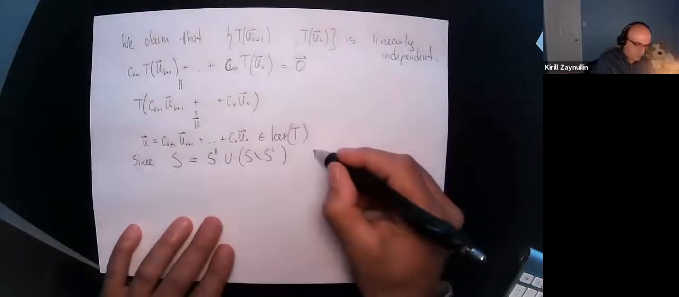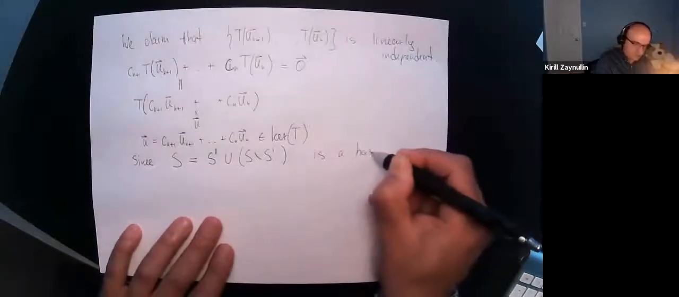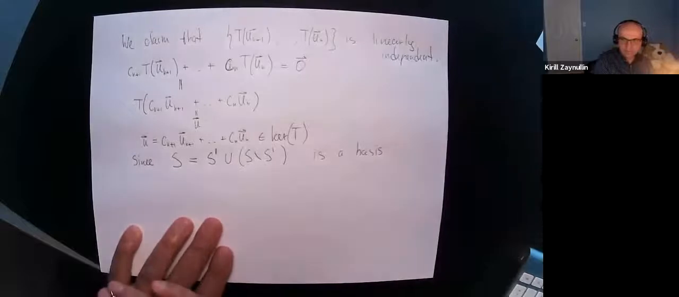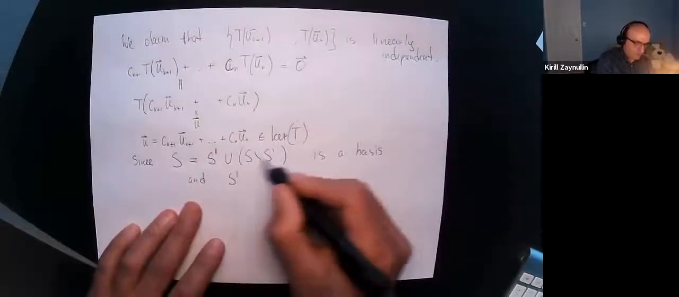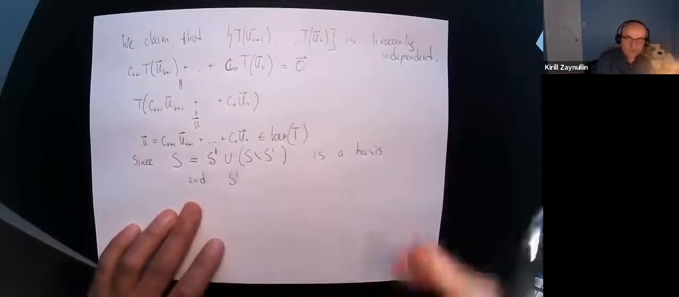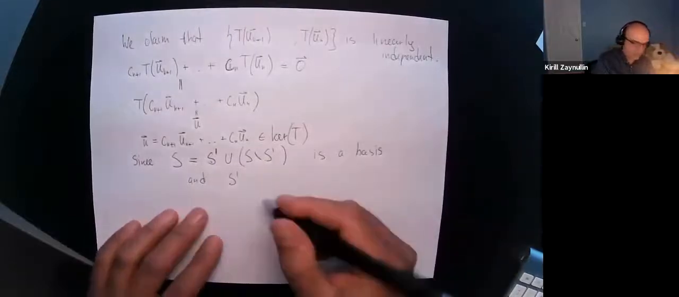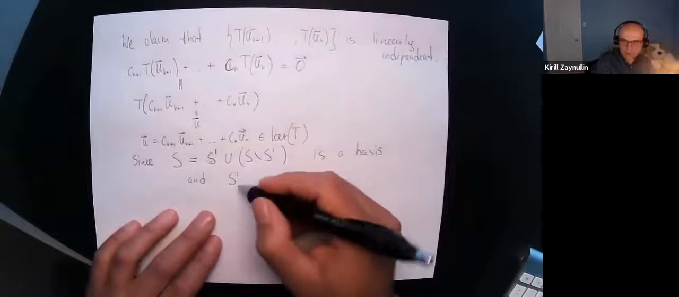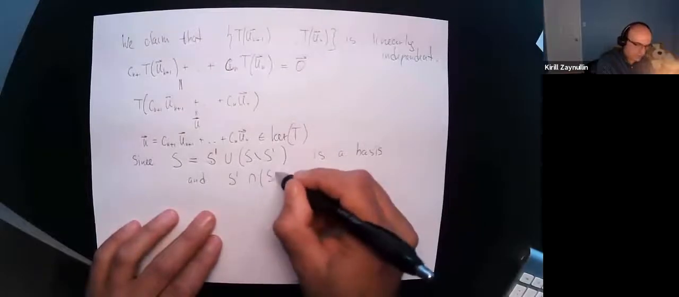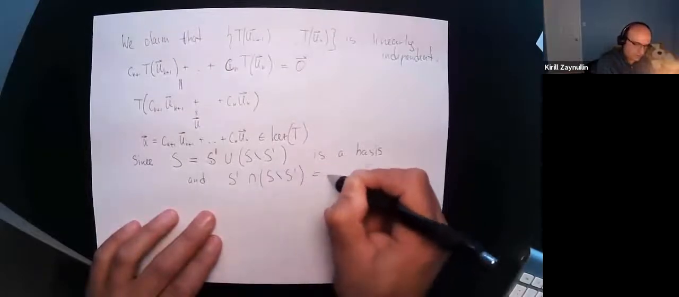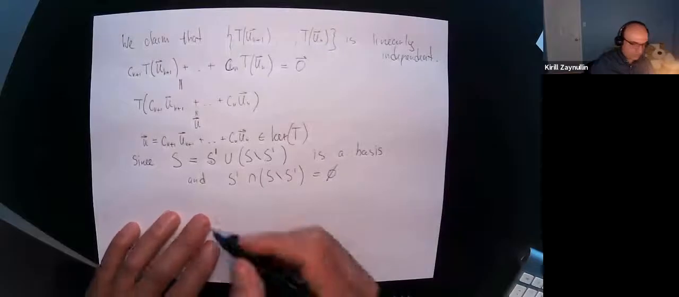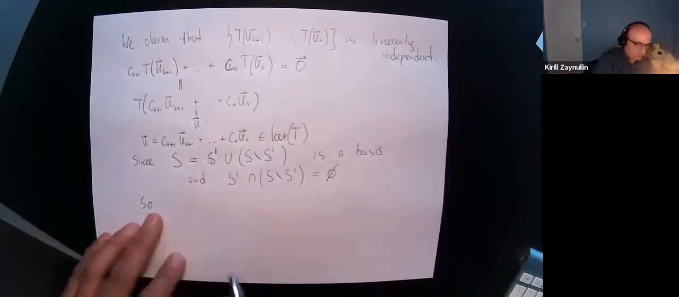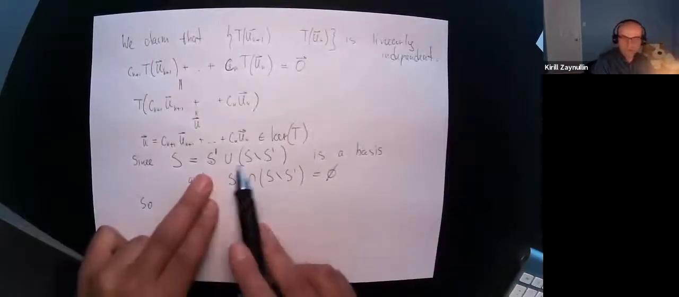And we also know that this is a basis. And also we know that these two subsets are disjoint because it's an extension, so they're different. So S prime intersect S without S prime is empty. So they're disjoint. So what do we know about this situation?